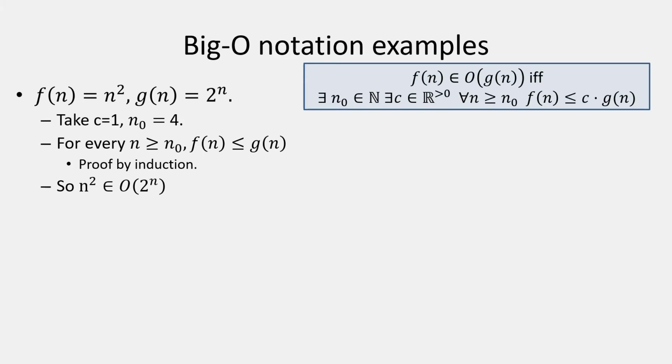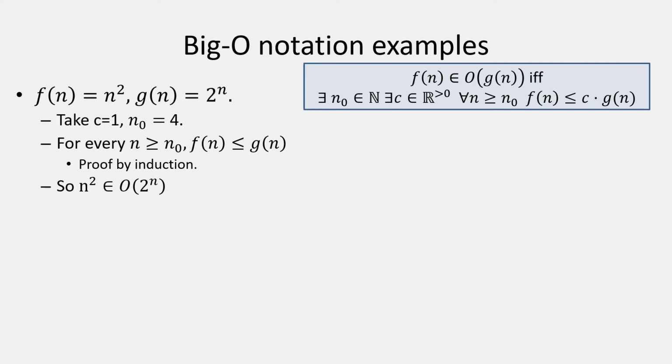So let's start with f being n squared and g being 2 to the n. And you might have come across it when you were doing exercises for induction. With the base case n equals 4, you could show that 2 to the n grows faster than n squared after 4.